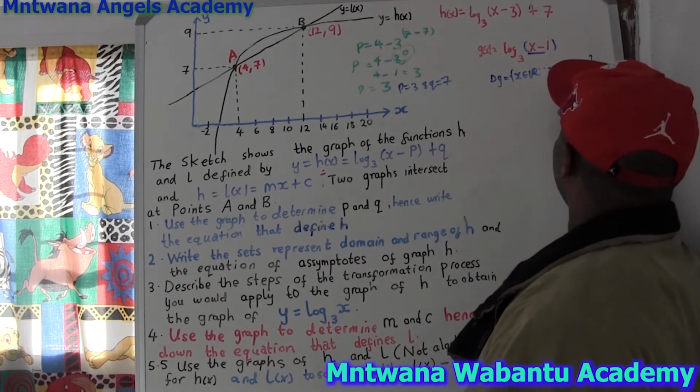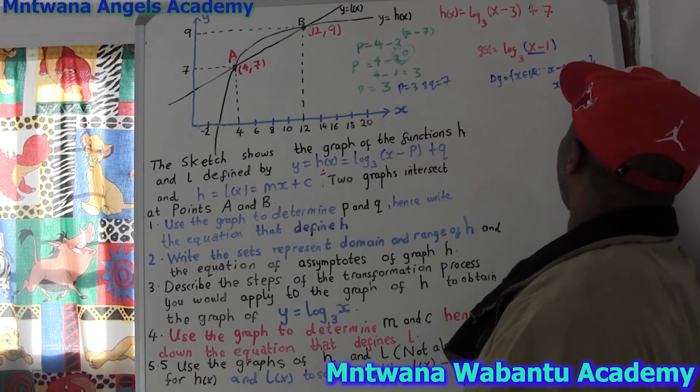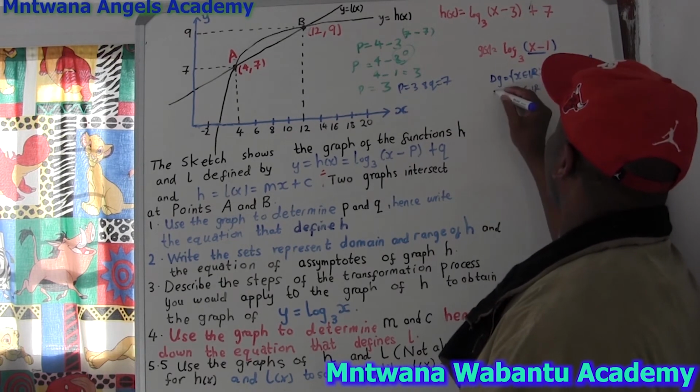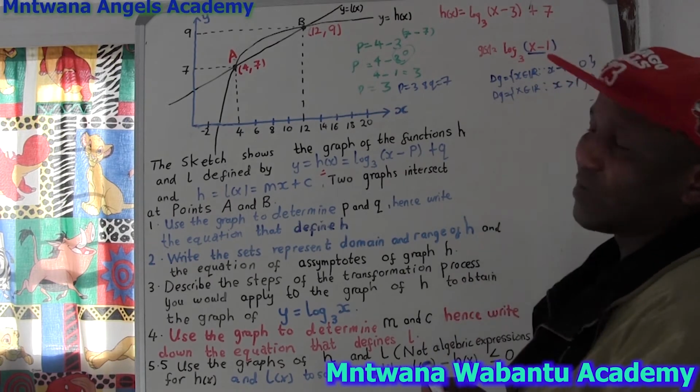And then after that, you can just solve normally. You take it over, and then you write x is an element of the real numbers, domain of g. So this is your domain: x must be greater than 1.